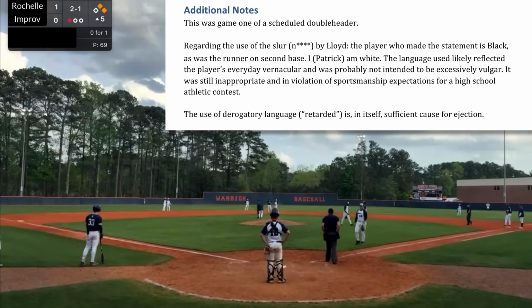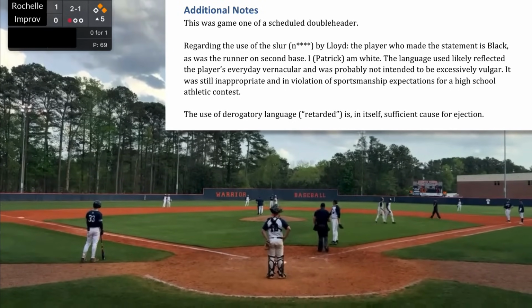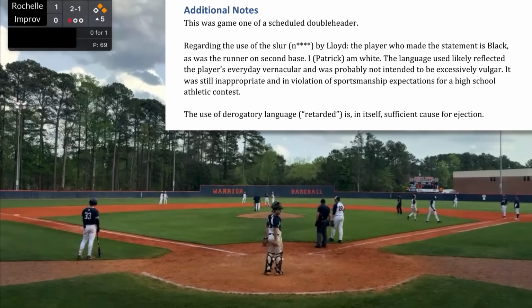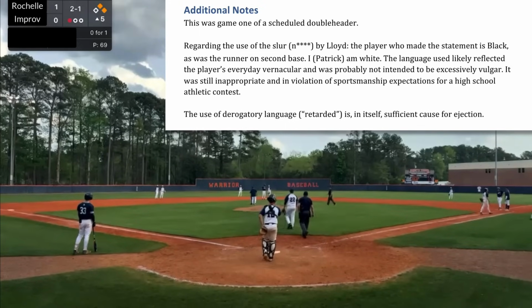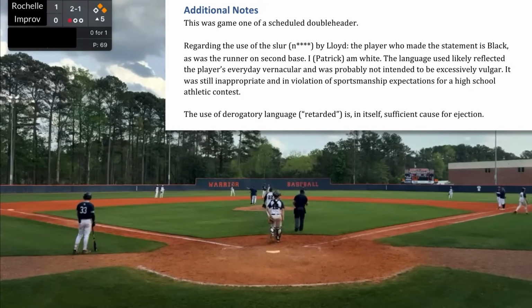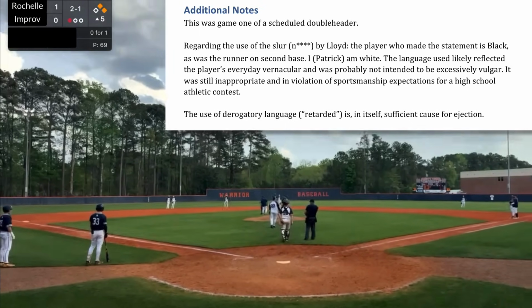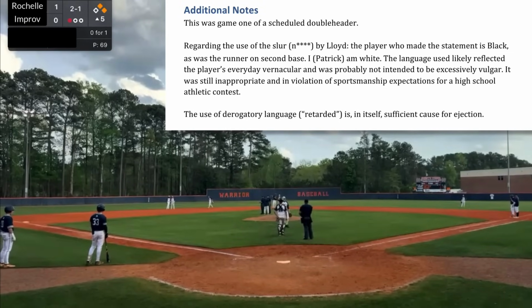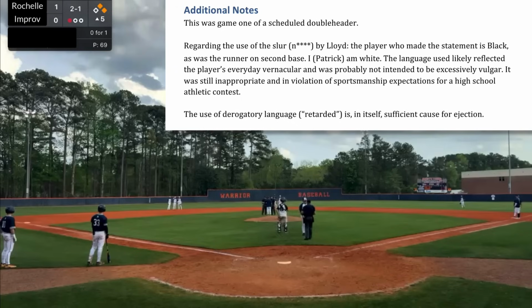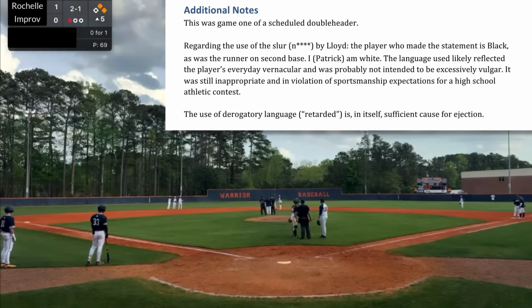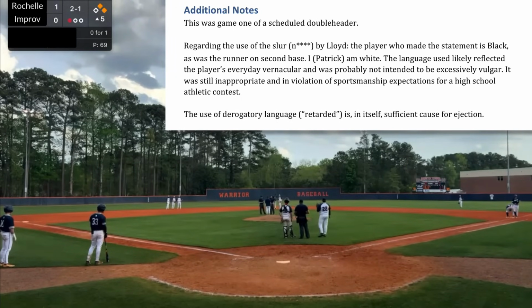It says, regarding the use of the slur by Lloyd, the player who made the statement is black, as was the runner on second base. I, Patrick, am white. The language used likely reflected the player's everyday vernacular and was probably not intended to be excessively vulgar. It was still inappropriate and in violation of sportsmanship expectations for a high school athletic contest. The use of derogatory language, retarded, is in itself sufficient cause for ejection.